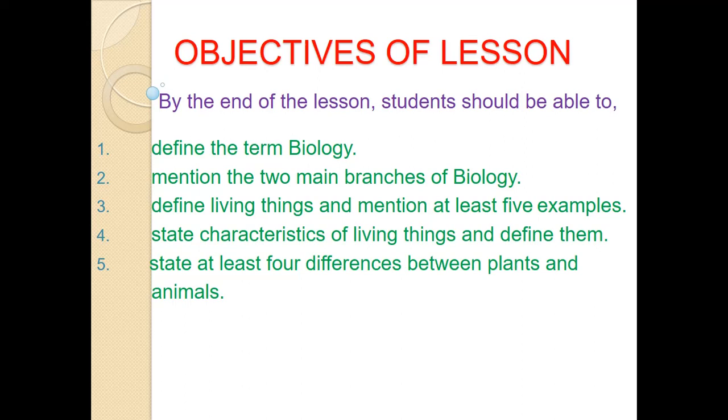Objectives of the lesson. By the end of the lesson, students should be able to: 1. Define the term biology. 2. Mention the two main branches of biology. 3. Define living things and mention at least 5 examples. 4. State characteristics of living things and define them. 5. State at least 4 differences between plants and animals.